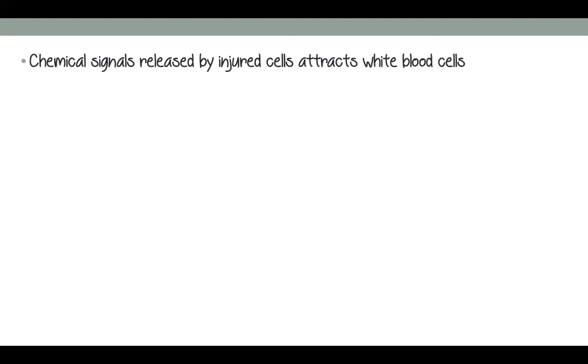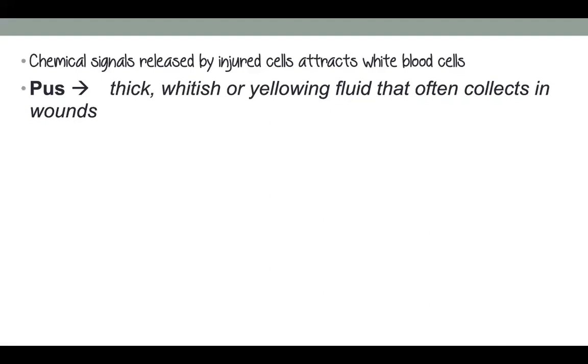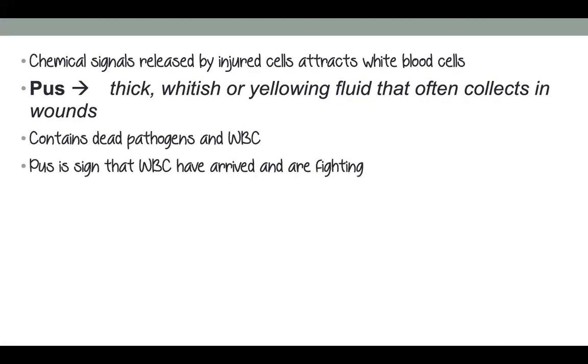Now, the chemical signals that are released by the injured cells obviously also attract white blood cells. And so what you might end up with is the development of pus, depending on the kind of damage and how long it takes for the white blood cells to clean up the injury. So pus is a thick whitish or yellowish fluid that often collects in wounds. It contains both white blood cells and dead pathogens, and it is a sign that white blood cells have arrived and are fighting.